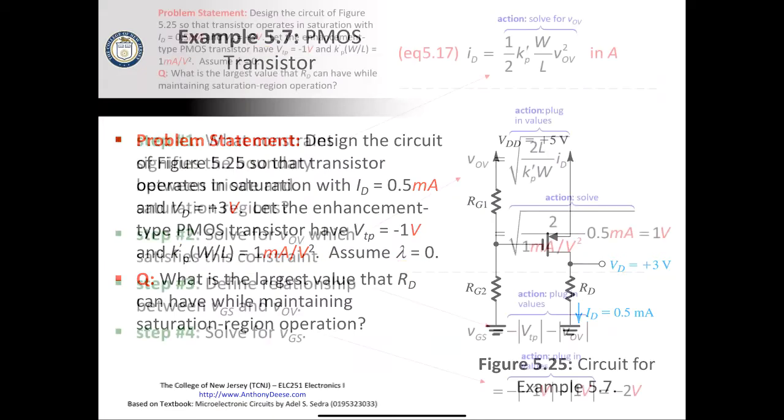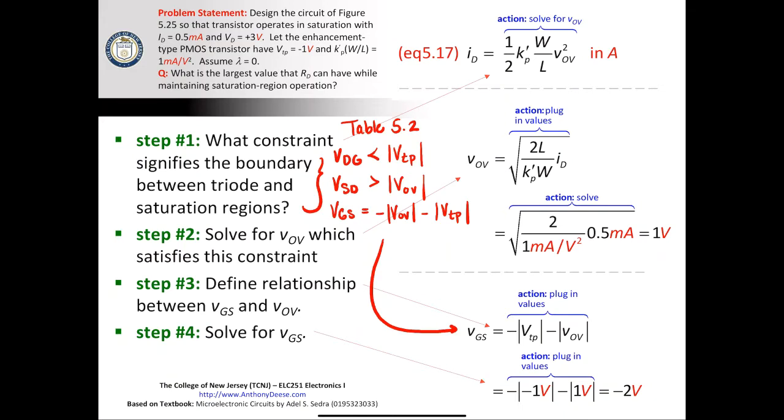Step number 1, what is the constraint that signifies the boundary between the triode and the saturation regions? For this, I didn't originally have it in the slide, but you can see I wrote it in. I went to table 5.2, which is at this point slide 68 in the lecture notes. That can always change because we insert or delete something, but you can see there's several equations that we can use to signify the boundary between triode and saturation.